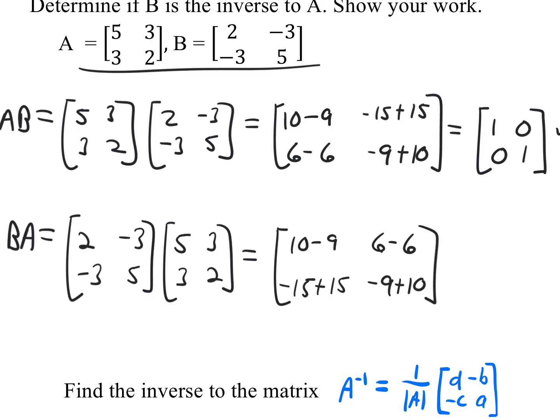How did I get that? I did -3 times 5. Oh, the first one? Like up here? Wait, hang on. I did 5 times -3 plus 3 times 5.